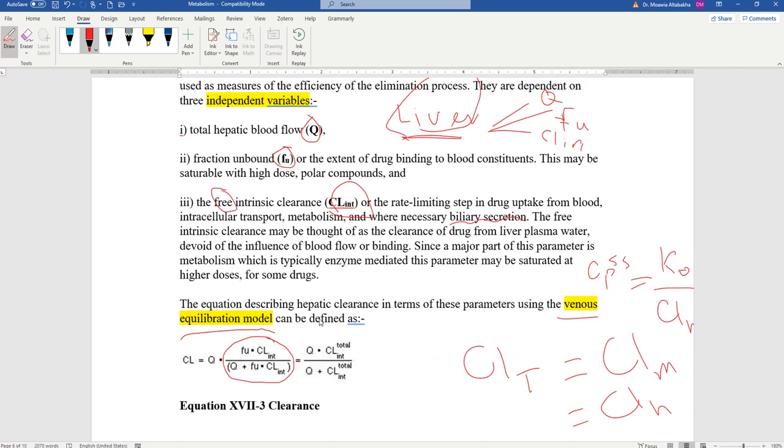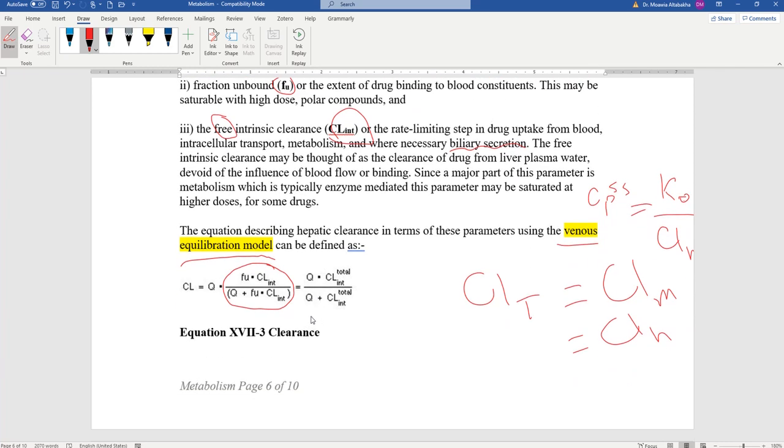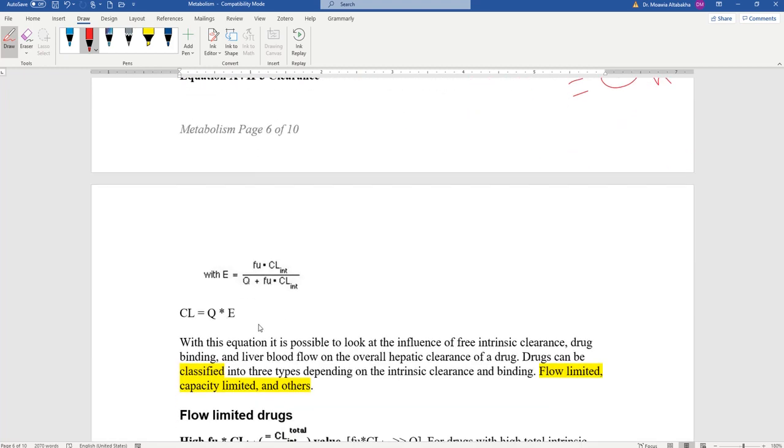Okay, we can divide drugs and their clearance by hepatic clearance into three classes. What are these three classes? We can divide them as flow limited drugs, capacity limited drugs, and others. But what I'm talking about here is drug clearance by metabolism.